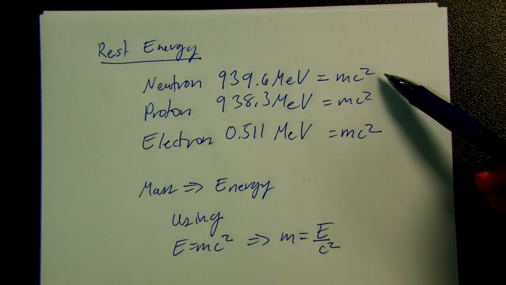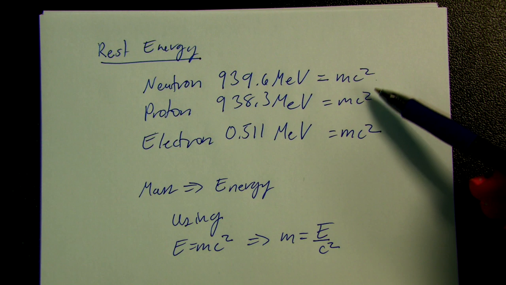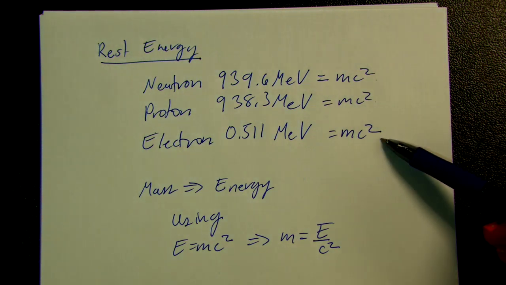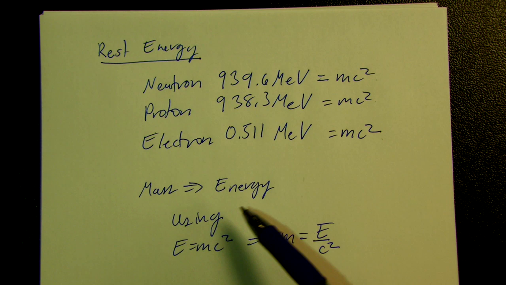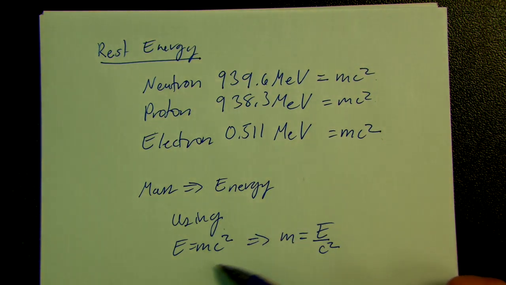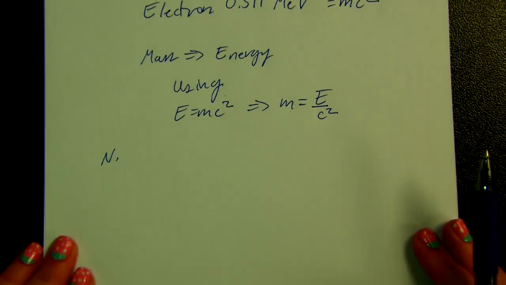So we had just talked about rest energies in terms of MeV. So a neutron was 939.6 MeV, which is equal to mc squared. The proton, 938.3 MeV. The electron, 0.511 MeV is equal to mc squared. So we can use this relationship to get mass in terms of energy. So using E equals mc squared, we see that m is equal to E over c squared.